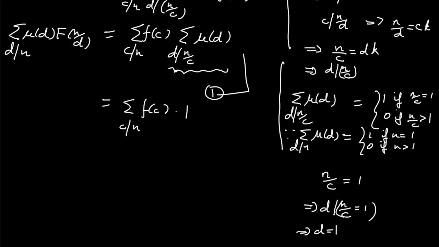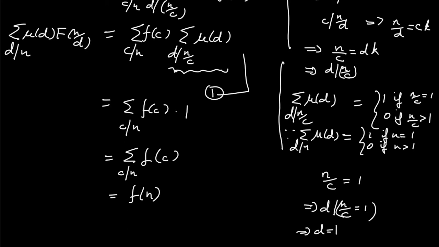into 1, because this value, as you can see from the result we have proved, is either equal to 1 if n is equal to 1, or equal to 0 if n is greater than 1. But in this case we have n upon c, so it will be equal to 1 if n upon c is equal to 1, and it will be 0 otherwise. So the only divisor d here is 1, so this whole thing will be equal to 1. Which is equal to the summation of f of c, where c runs over the divisors of n. So this is equal to f of n.